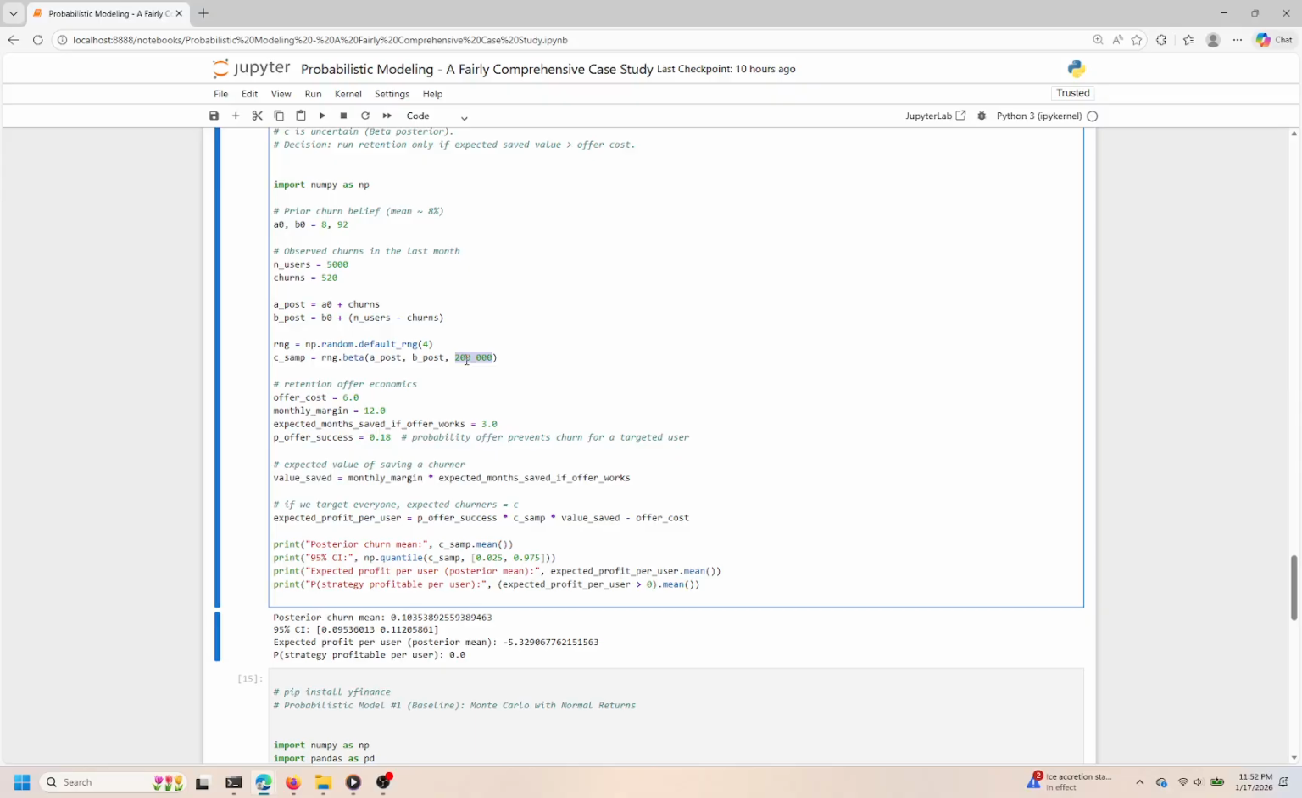Next, we consider the economic implications of sending out retention offers. Each offer costs $6, but if successful, it could save the user from churning for an average of 3 months, resulting in a monthly profit margin of $12. To evaluate whether our retention strategy makes financial sense, we calculate the expected profit per user targeted. This profit factors in the probability of the offer preventing churn, set at 18%, along with the expected financial benefit of retaining customers. Finally, we examine these expected profits by computing the mean, checking confidence intervals, and determining the likelihood that our strategy will be profitable on average.